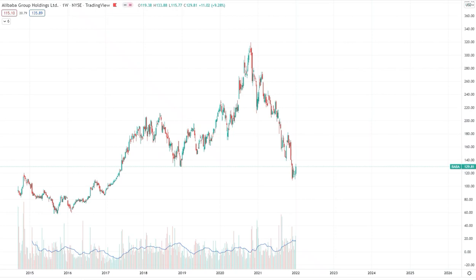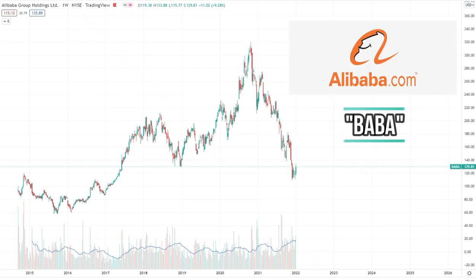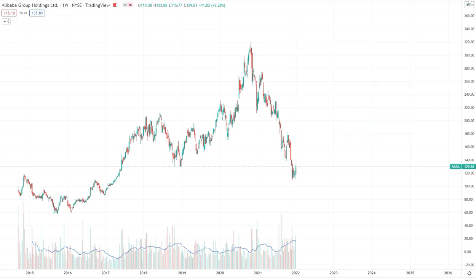Is Alibaba Group Holdings close to a reversal point, or did the reversal already start? Let's look into it today behind the trade here.